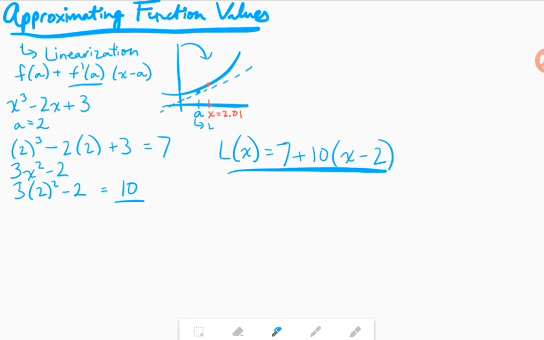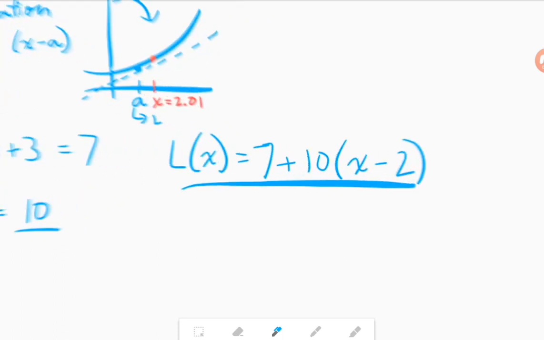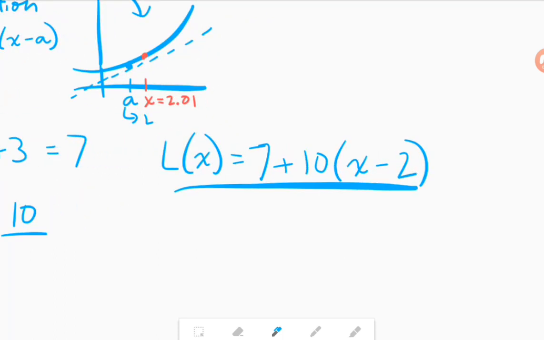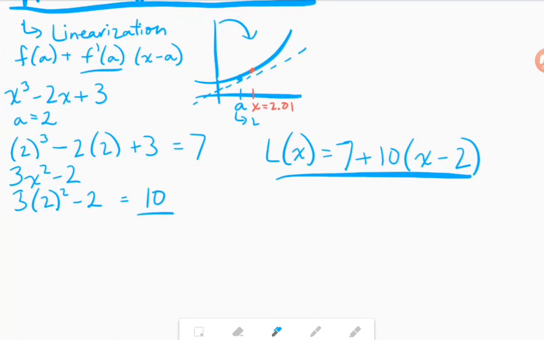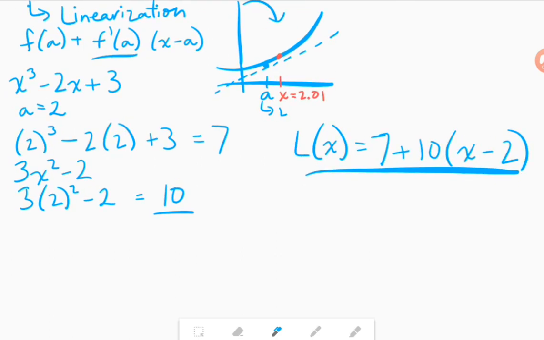So let's see how close the approximation I get from this linearization is to the actual function value at 2.01, let's say. So my function is x cubed minus 2x plus 3, and let's see the actual value of the function. So it would be 2.01.